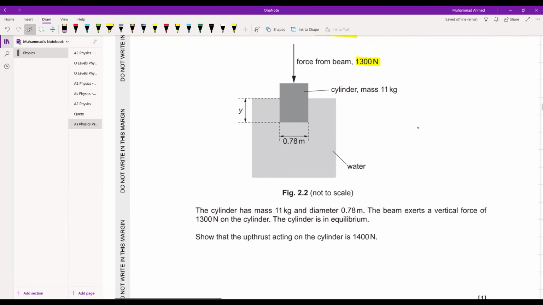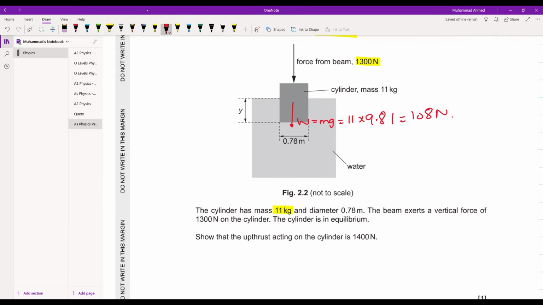The cylinder has a mass of 11 kg. So if you have a mass of 11 kg, there will be a force of weight acting downward that is equal to mg, 11 into 9.81. This weight comes out to be what? 11 into 9.81 comes out to be 108 Newton.